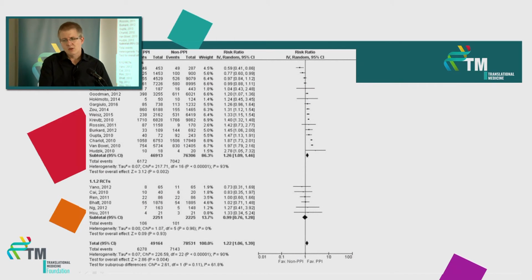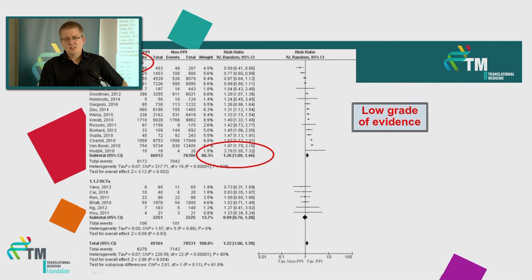Let's take an example. Here is an analysis. At the top, you can see the observational studies. The conclusion is of low grade of evidence. We see a significant difference between groups here. The risk ratio confidence interval doesn't cross 1. So this represents a significant difference based on the observational studies, however, with low grade of evidence.